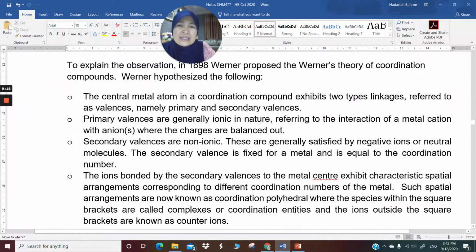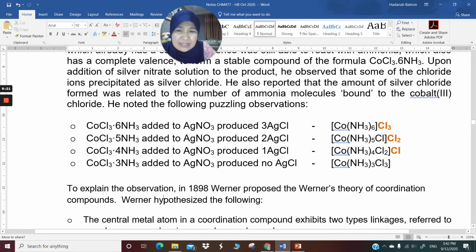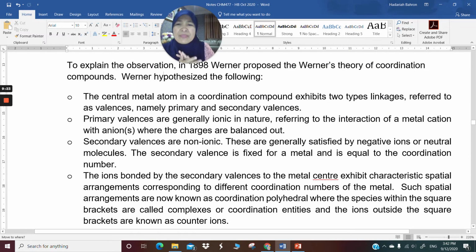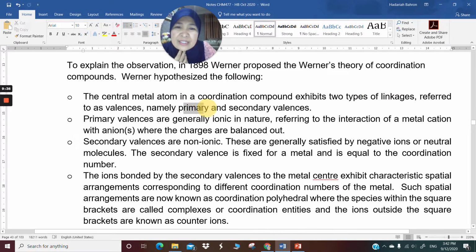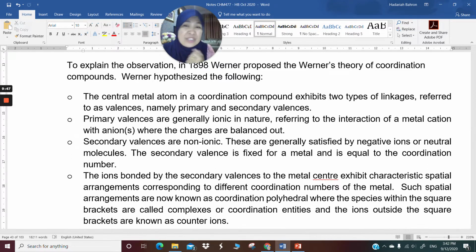To explain this observation that he saw, he said the central metal atom in a coordination compound exhibits 2 types of linkages. The first one he called the primary valence. The second one he called the secondary valence. Now, in modern chemistry, the primary valence is the oxidation state, or oxidation number, and the secondary valence is the coordination number. But he didn't know that at that time. I'll explain it to you later.